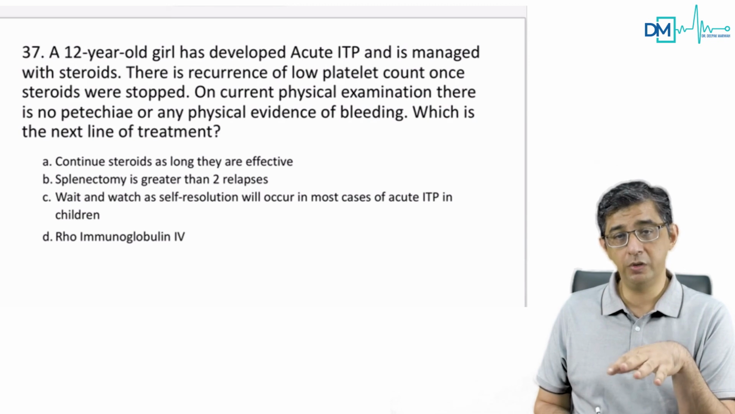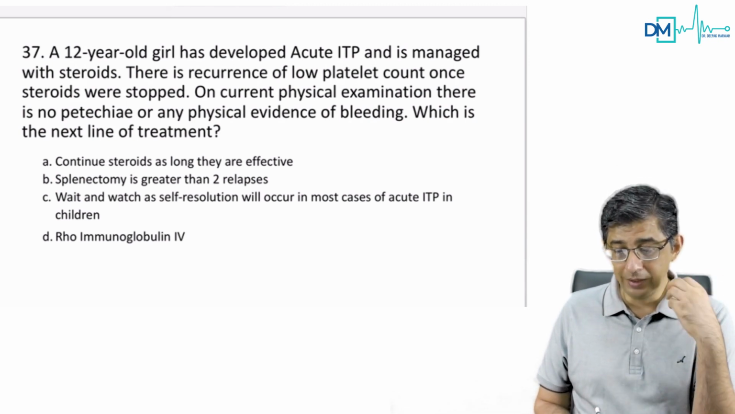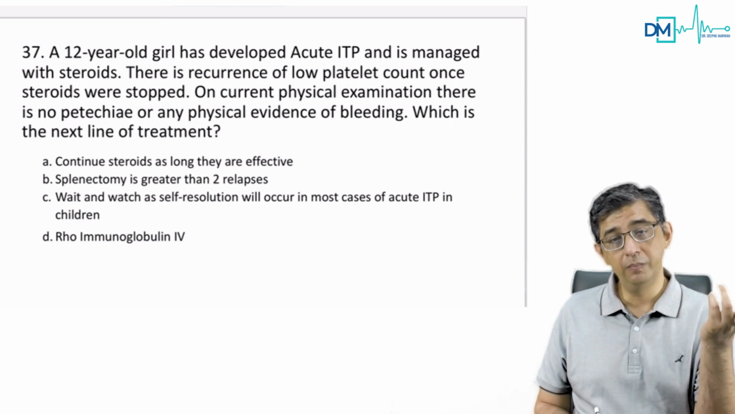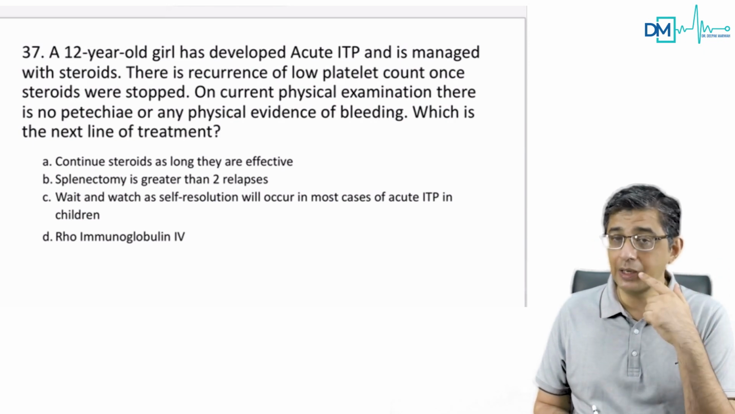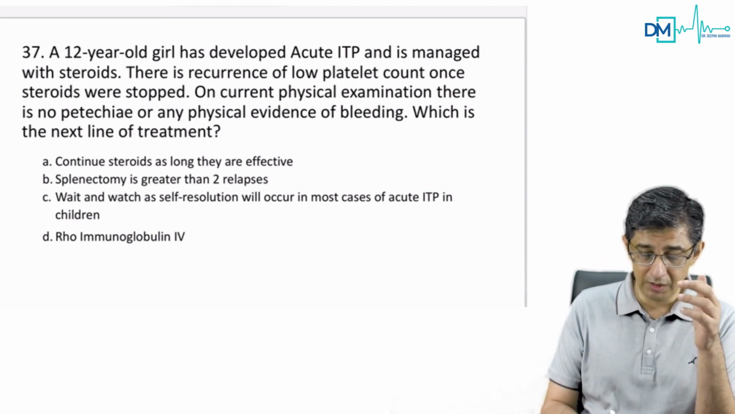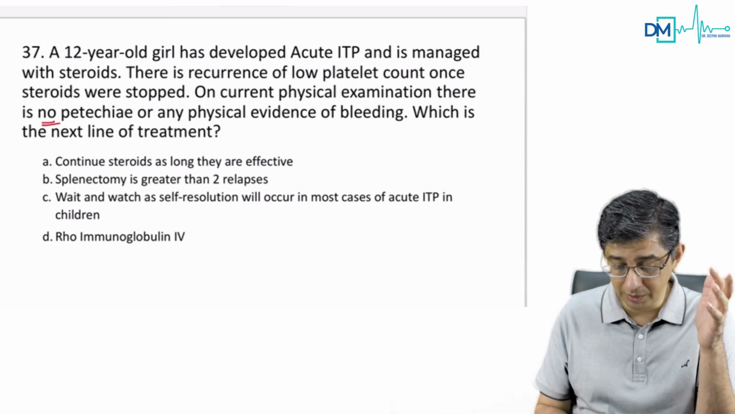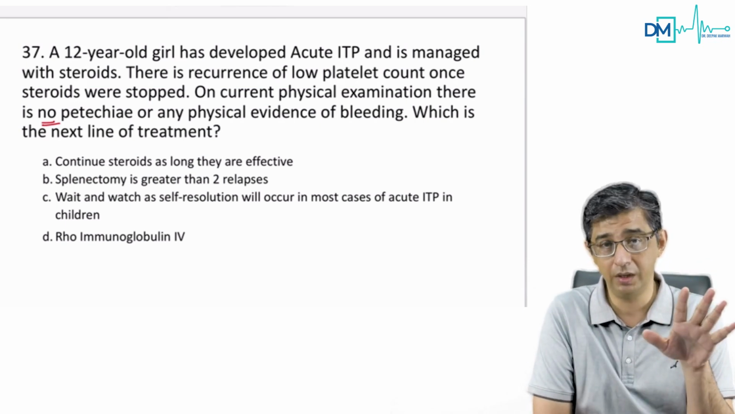The moment you stop the steroids, there might be a small dip. Now you need to know, are there any visible findings of recurrence of bleeding? Is she having gum bleeds? Is she having petechiae? The question mentioned that in current physical examination, there is no petechiae or any physical evidence of bleeding, which tells you that the platelet count is low but is not life threatening.